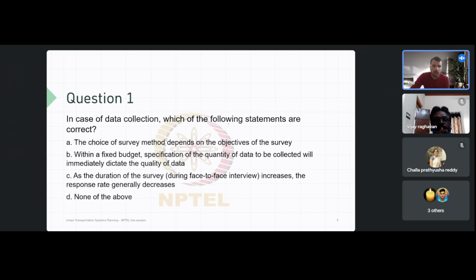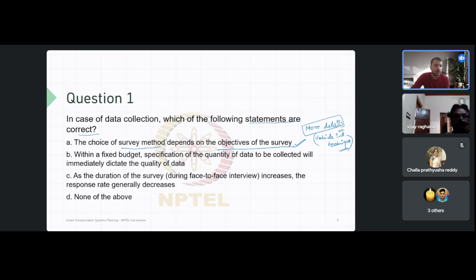So here we are talking about which of the following statements are correct, in case of data collection. So first is the choice of survey method depends on the objectives of the survey. So yeah, this is correct. If we want to have, let's say, more details about the people, how they are traveling, their age, gender, we cannot go for, let's say, vehicle intercept technique, because that will only record the type of vehicle, where it was first seen, where it was last seen, and those kind of parameters. So in that case, we cannot go for a vehicle intercept technique or a license plate recorder.